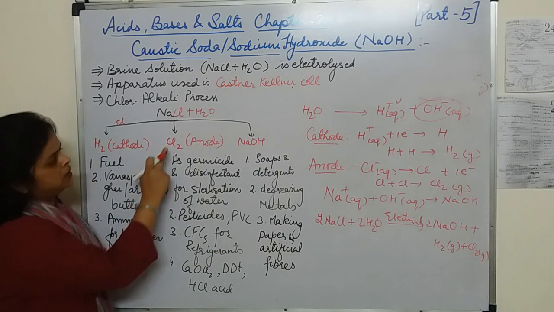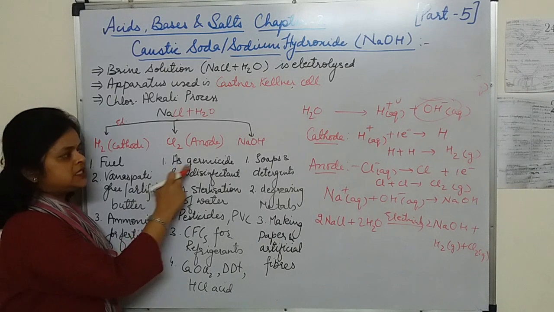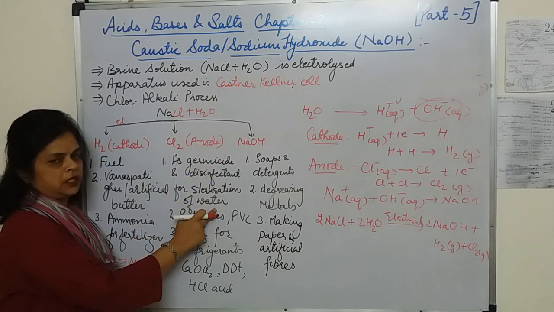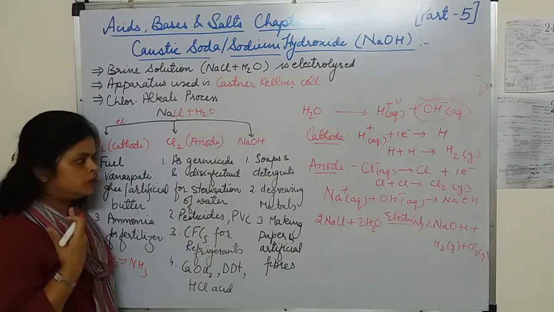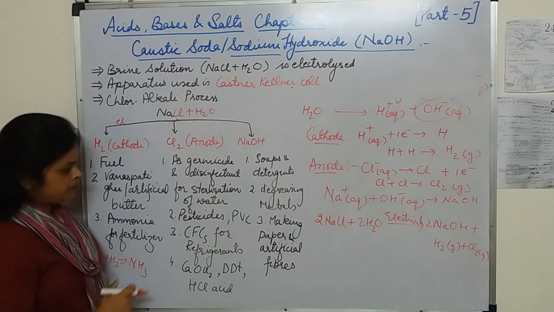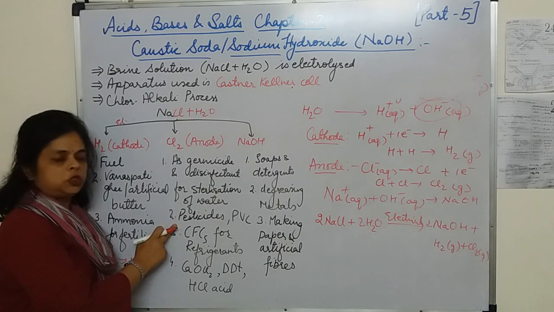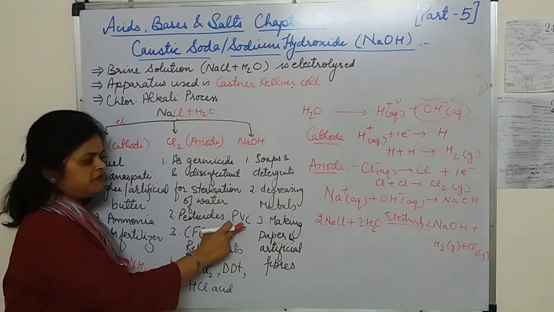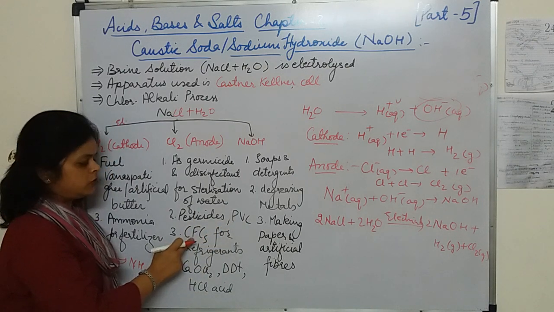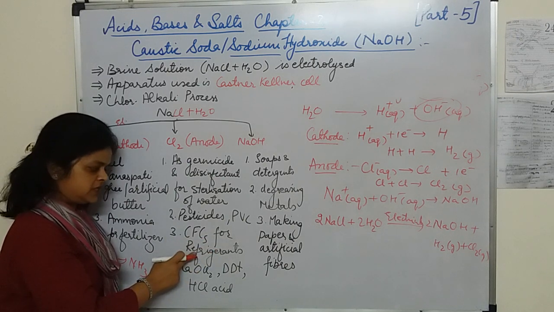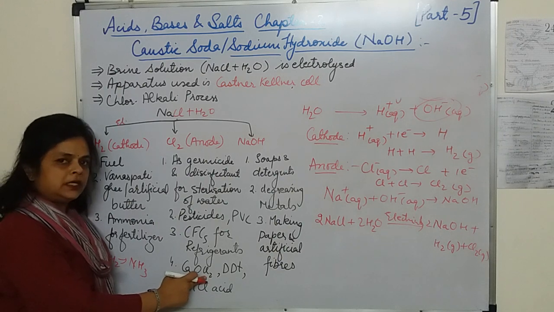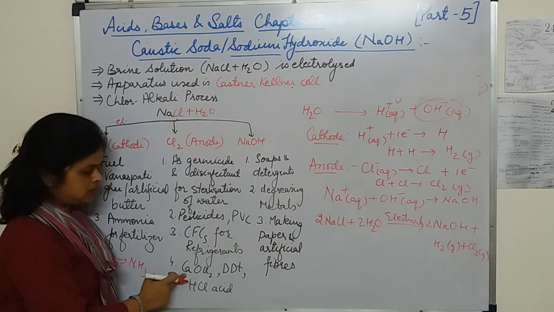Now chlorine. Chlorine is used as a germicide and disinfectant for the sterilization of water. In swimming pools and all that, you must have heard that water is cleaned by adding chlorine gas. It is also used for the preparation of pesticides, PVC (polyvinyl chloride), and CFCs (chlorofluorocarbons) used for refrigerants and aerosols. CaOCl2, this is bleaching powder. In the next section we are going to discuss this bleaching powder.